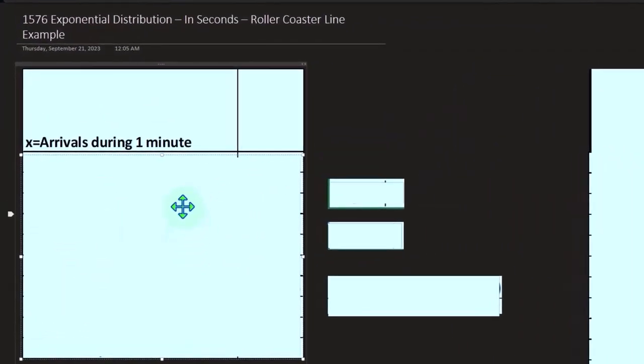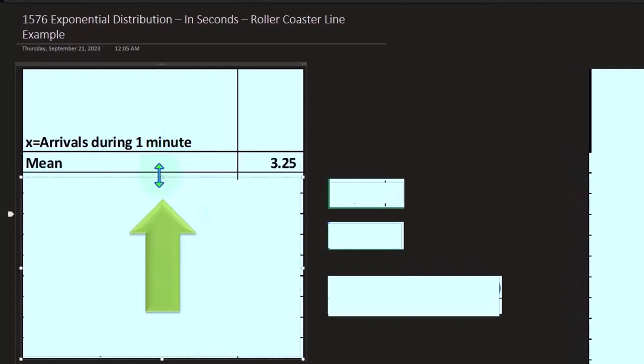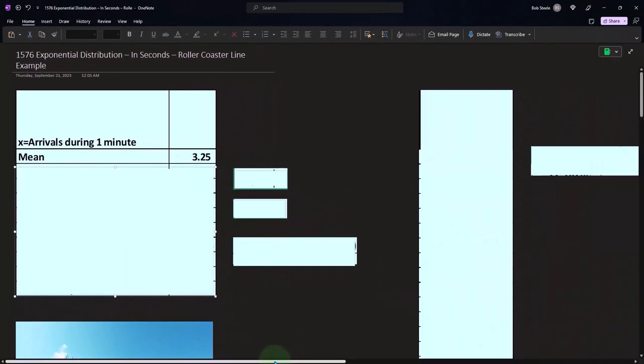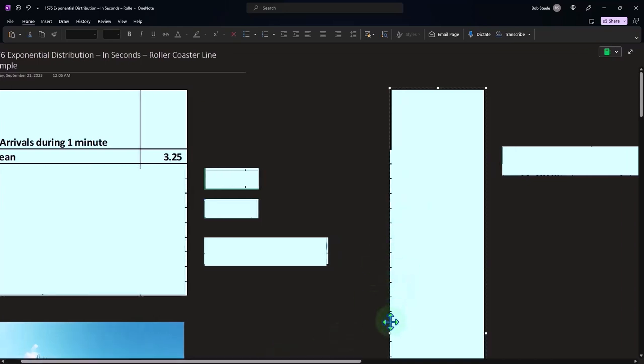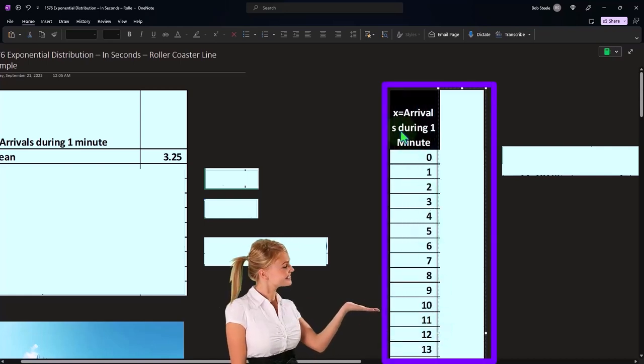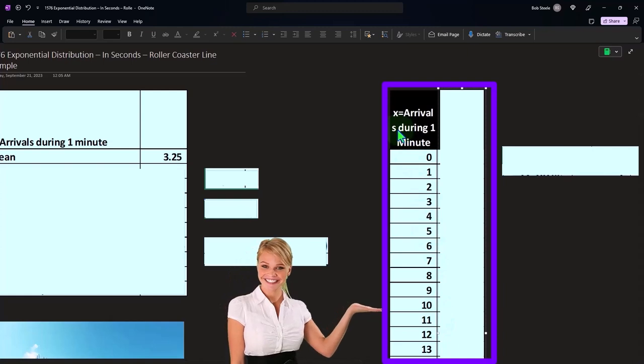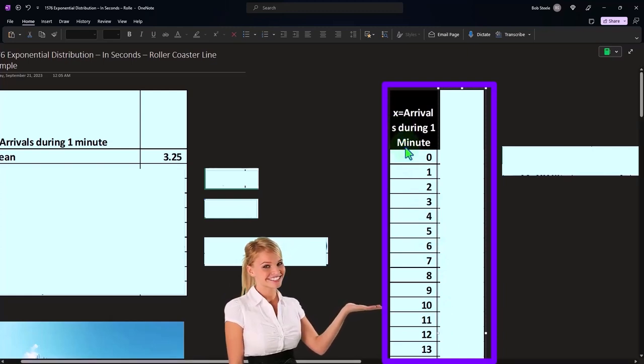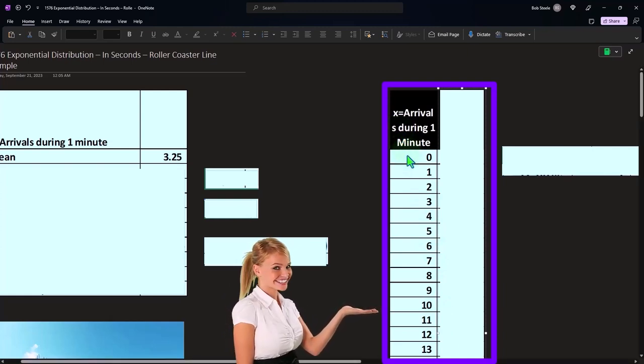X is going to be the arrivals during 1 minute, and we're going to say that the mean is 3.25. So the 3.25 is the mean arrivals within the time frame of 1 minute. So this is going to be the Poisson distribution, not the exponential. This is just the starting point. If I was to graph this out, X is going to be equal to the arrivals during 1 minute. So what's the likelihood that zero people arrive in 1 minute?